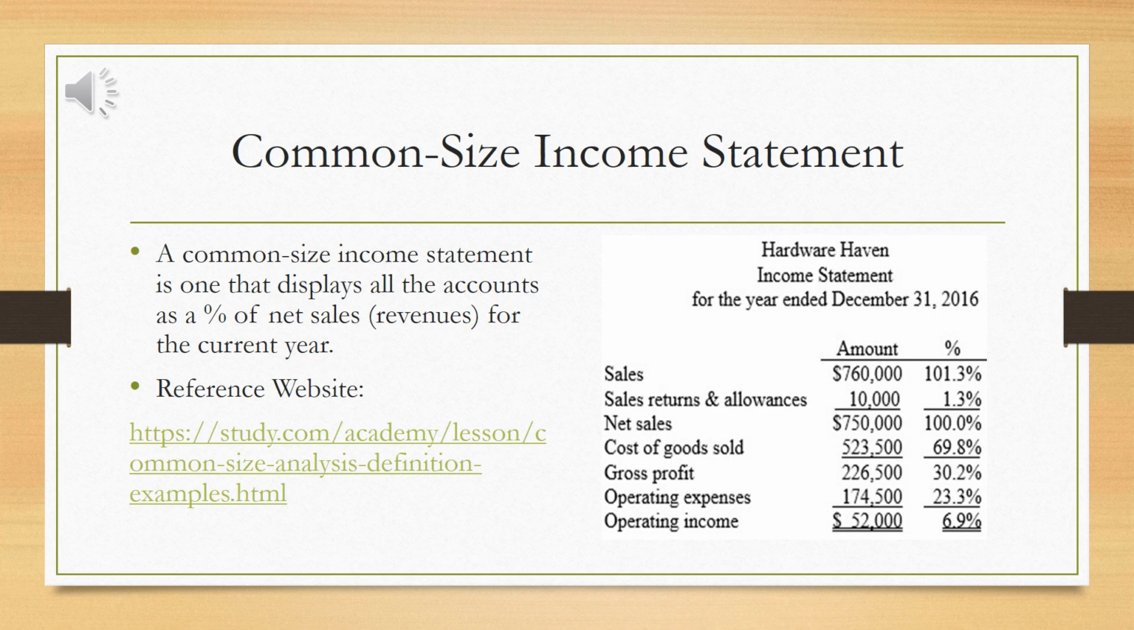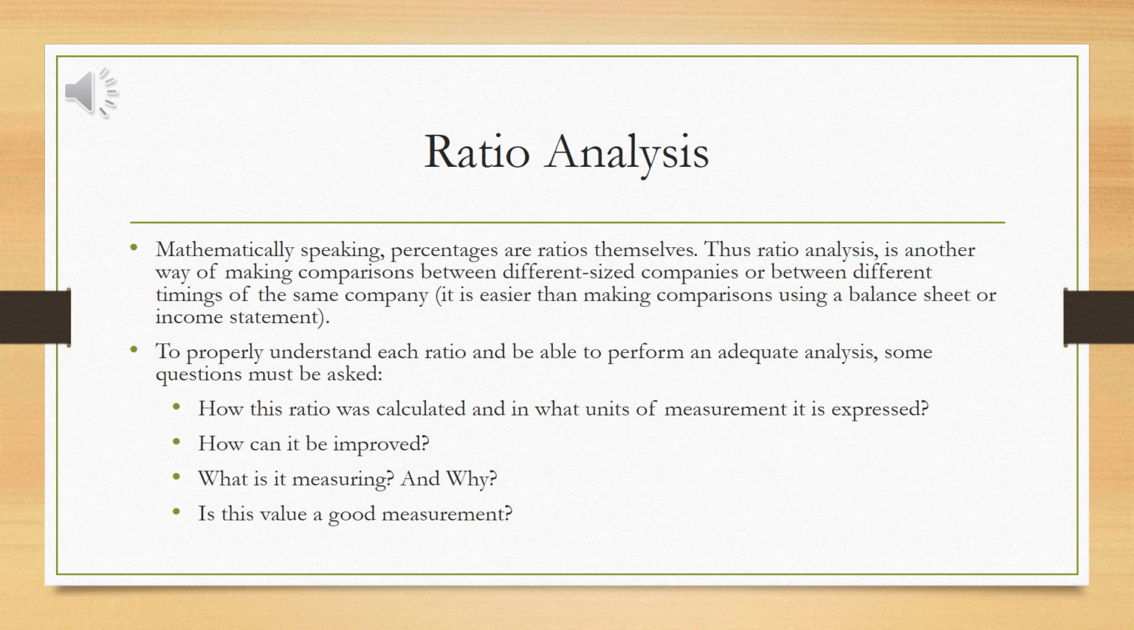The picture aside is of a common size income statement. A common size income statement is one that displays all the accounts as a percent of net sales revenues for the current year. Since percentages are ratios themselves, ratio analysis is another way of making comparisons between different sized companies or between different timings of the same company. It is easier than making comparisons using a balance sheet or an income statement.